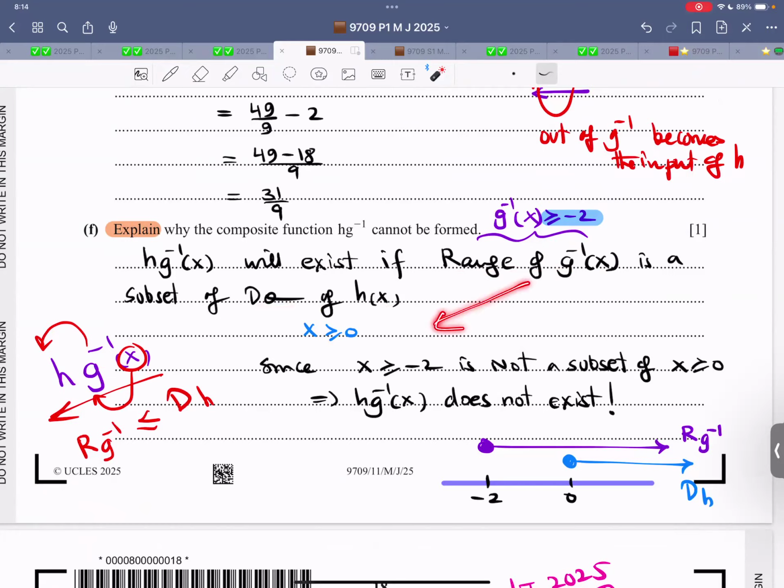In order for it to exist, this has to be a subset of this. Now over here, this is greater than or equal to -2. That is a bigger number line. This is greater than or equal to 0. That is a shorter number line. How can you fit a big thing inside a small one? You cannot. Since x is greater than or equal to -2, it's not a subset. It's not contained within this thing. Therefore, the inverse does not exist.